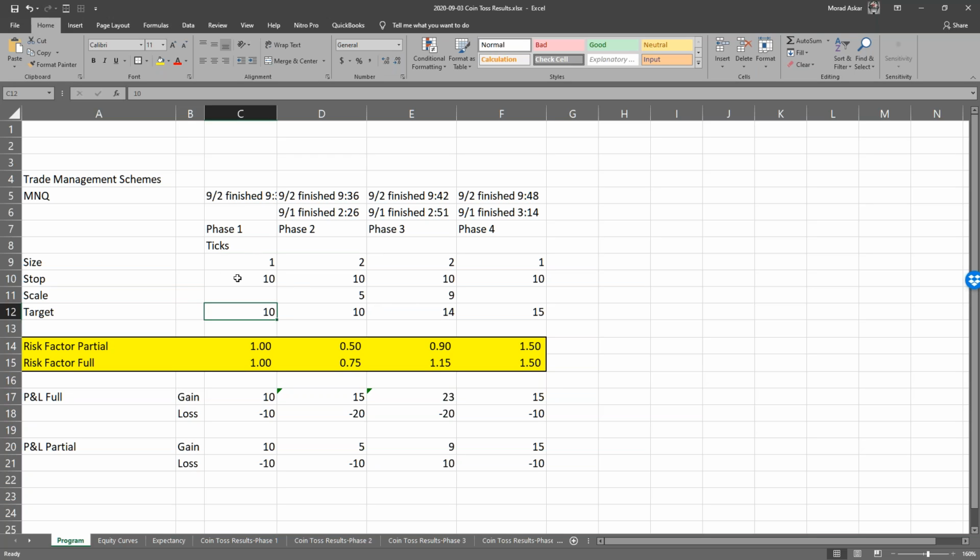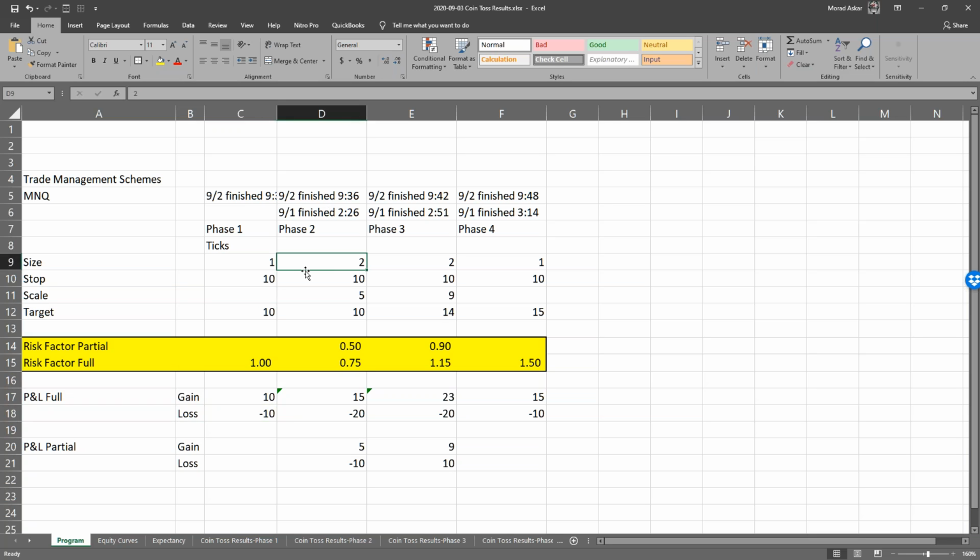So phase one, we have a 10 tick stop, 10 tick target, which is really nothing for the NASDAQ. Okay, under this scheme, there is no partial, and you just get a 1R risk factor. Okay, so risk reward is 1. So if we get filled full, we make 10. If we lose 10 ticks, and that's it.